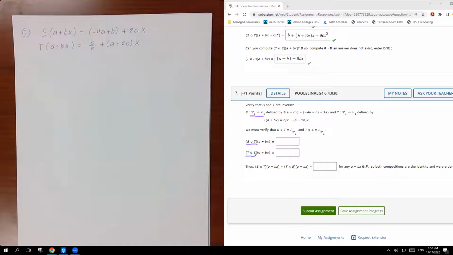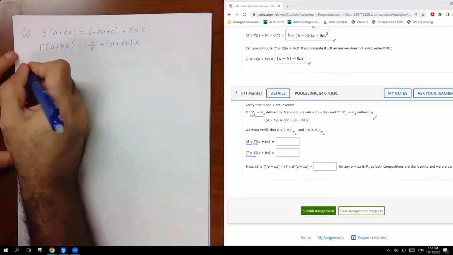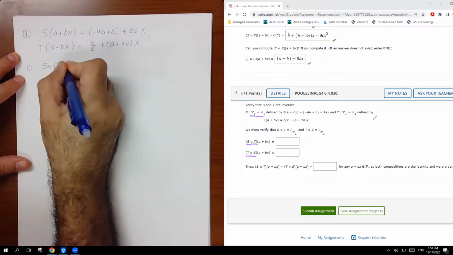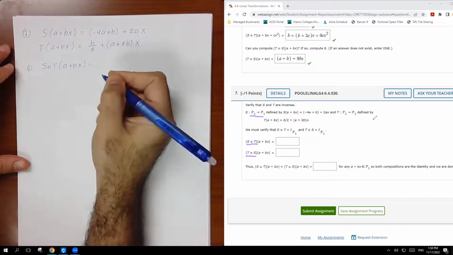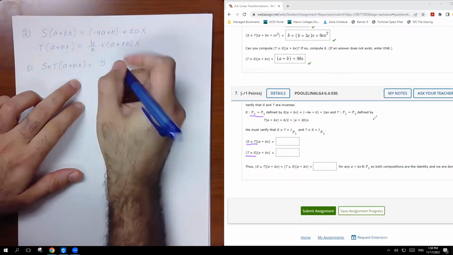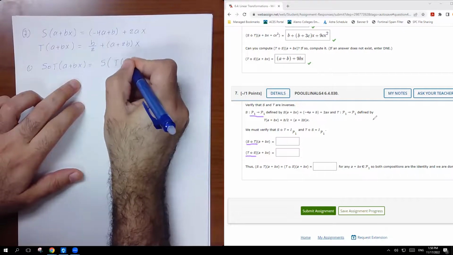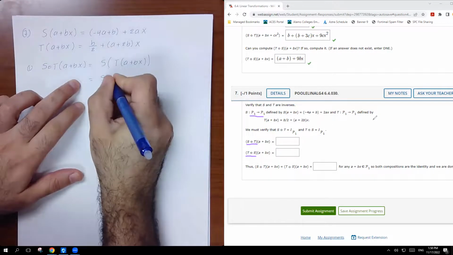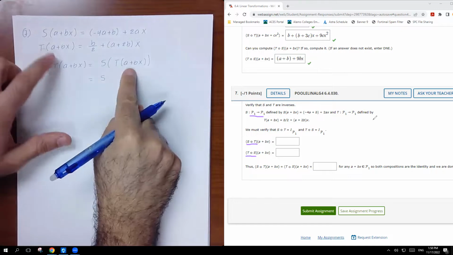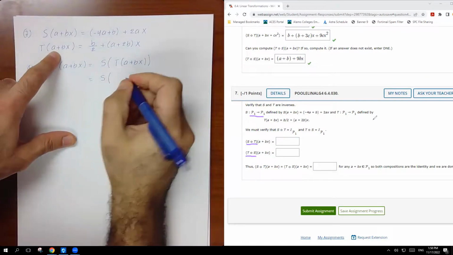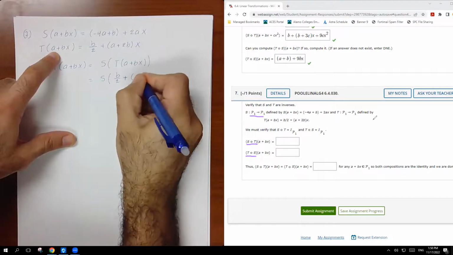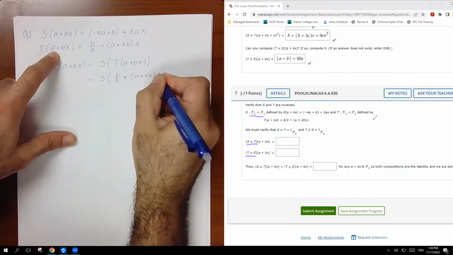Prove how much is going to be here and how much is going to be here by finding the composition between S and T. So the first thing, I'm going to find the composition between S composite with T of a plus bx, which is going to be equal S of T of a plus bx, and T of a plus bx is going to be b over 2 plus a plus 2b, and here is x.